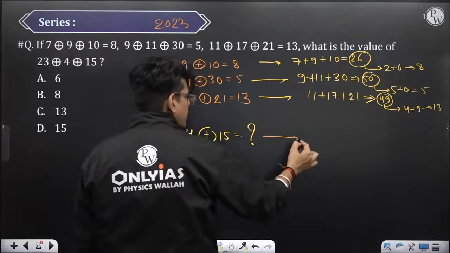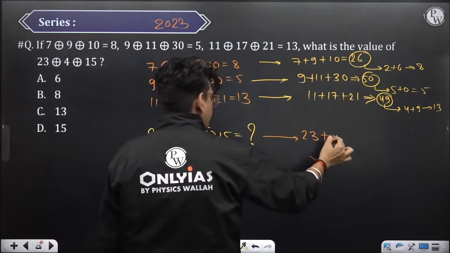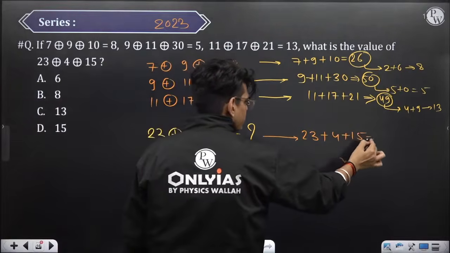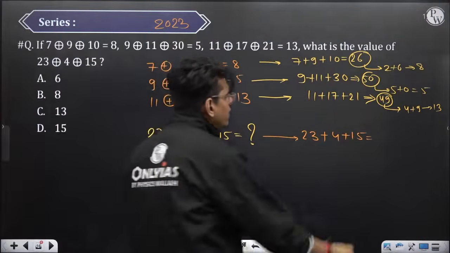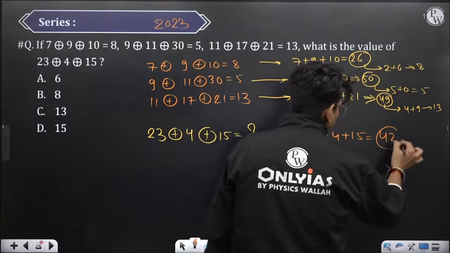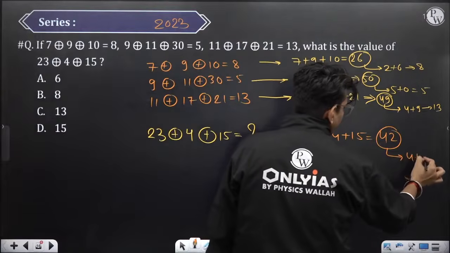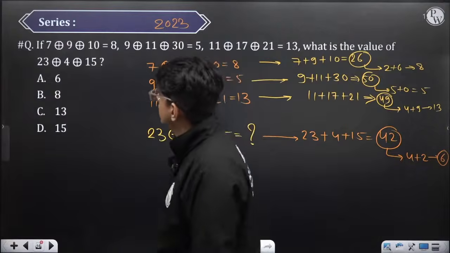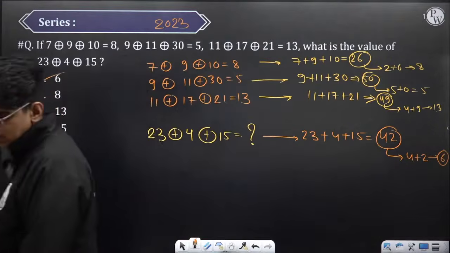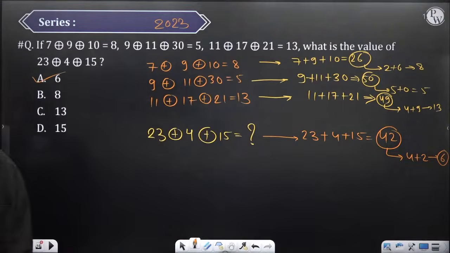This is nothing but 23 plus 4 plus 15, which is what? 23 plus 15 is 38, plus 4, 42. Sum of digits of 42 is nothing but 4 plus 2, which is 6. 6 is in the answer, right? So this is our answer. This is from 2023. Done. Now let's move to the next question.